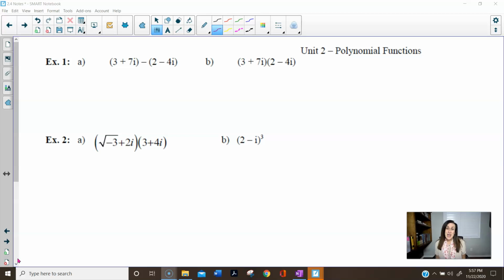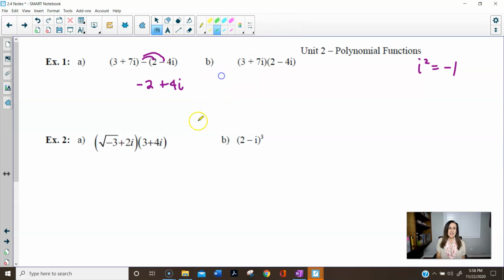Now what we're going to do is investigate what happens when we add and subtract and multiply. So let's look at this first one, it is a subtraction problem. A is subtraction, while for B, there's no add or subtract in the middle, so it's multiplication. Something to keep in mind, i squared is always going to be replaced with a -1. So that's important to keep in mind on everything that you do. Now this subtraction is going to have to subtract through the parentheses, which gives me a -2 and a positive 4i. Now because I'm just adding, all we're going to do is combine like terms.